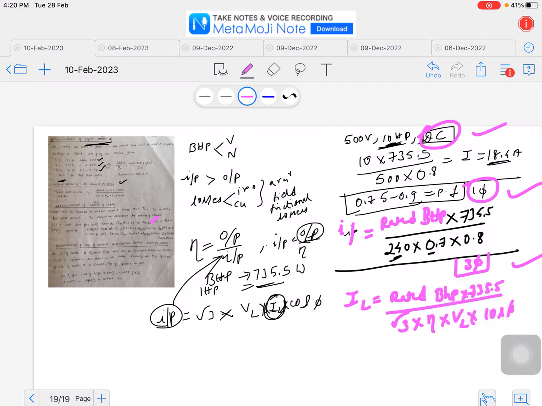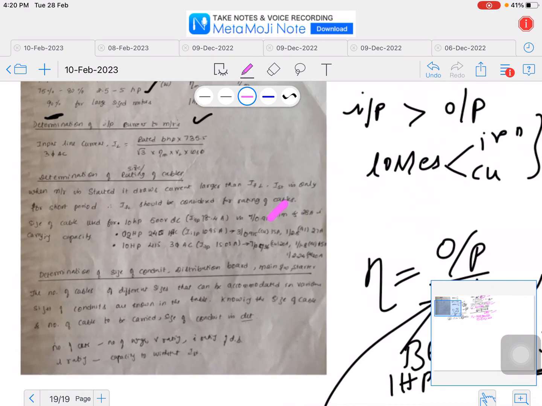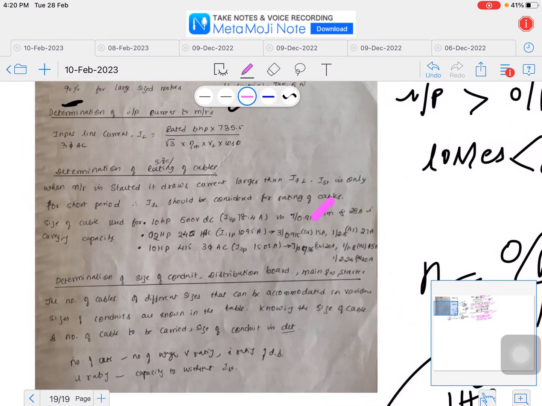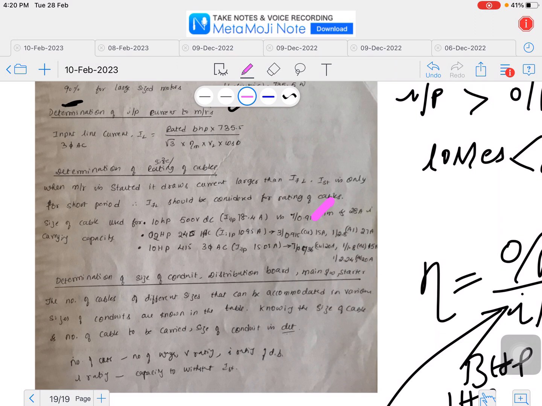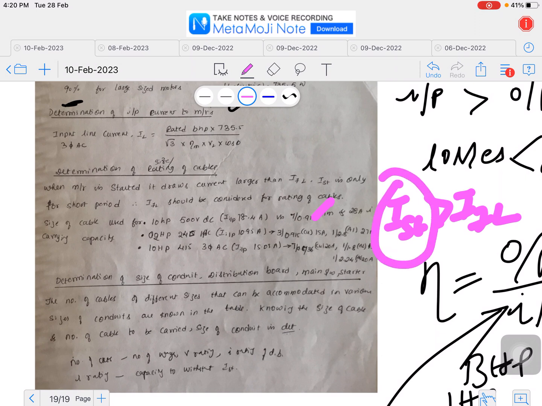When a motor is started, it draws a large current, larger than the full load current. So the starting current IST is definitely greater than the full load current. Since this excessive current is only for a short period of time, and in the case of large motors it is limited by various devices, we shall not consider the starting current. It need not be taken into account while determining the size of the wire or cable. The cable size will be chosen based on the full load current itself.